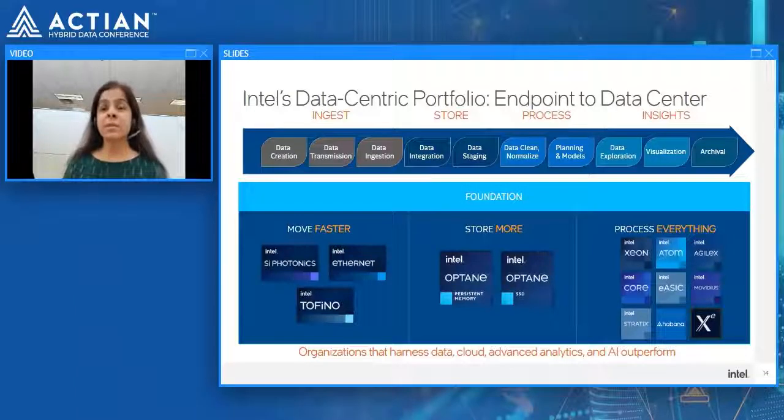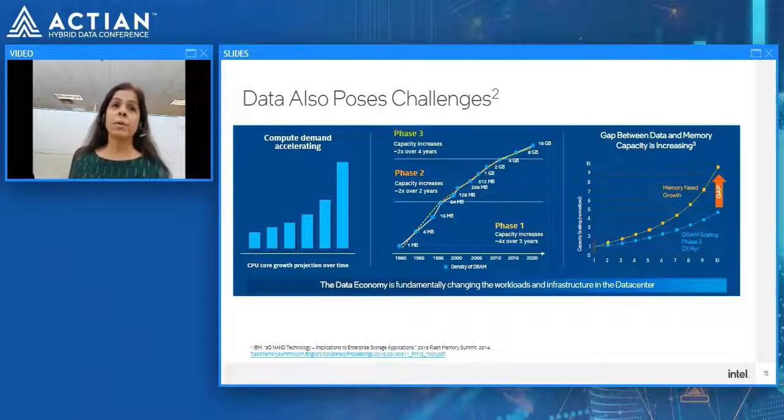We know that data is essential for survival of organizations, but it's also important to stress that organizations that harness data, cloud, advanced analytics, and AI always outperform. I would like to touch a little bit on the Intel Optane DC persistent memory product line.